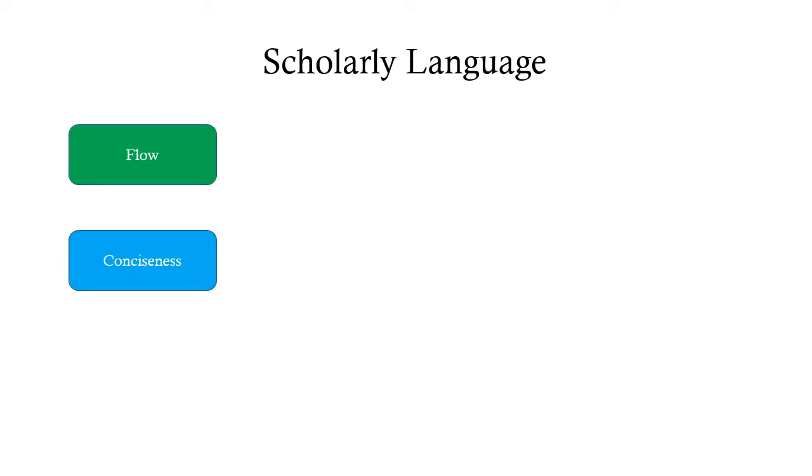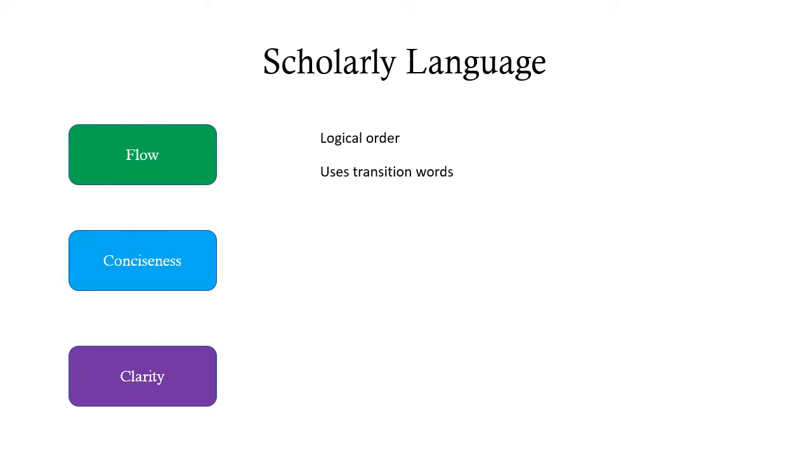A well-written paper balances flow with conciseness and clarity. This means that ideas are presented in a straightforward way. They are to the point and they are in a logical order. The sentences use transition words to help them flow together. They're written using the least amount of words possible, while making sure that your idea can be understood precisely. Scholarly language is a skill that you will continue to develop throughout your academic life.